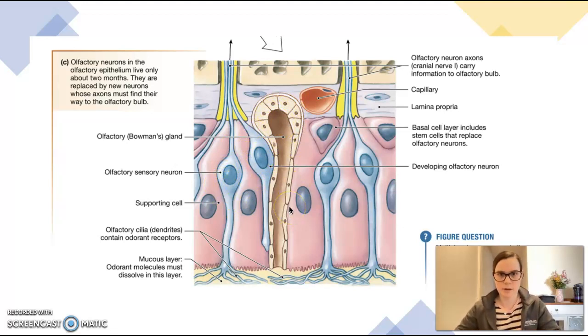So we have the mucus layer. That is where the chemicals, the smells and the odor molecules, dissolve within this mucus layer. These are the dendrites, or the olfactory cilia. They take up those odor molecules through our olfactory sensory neuron, and then it takes it out the top here through the olfactory neuron axons, which take the information to the olfactory bulb.